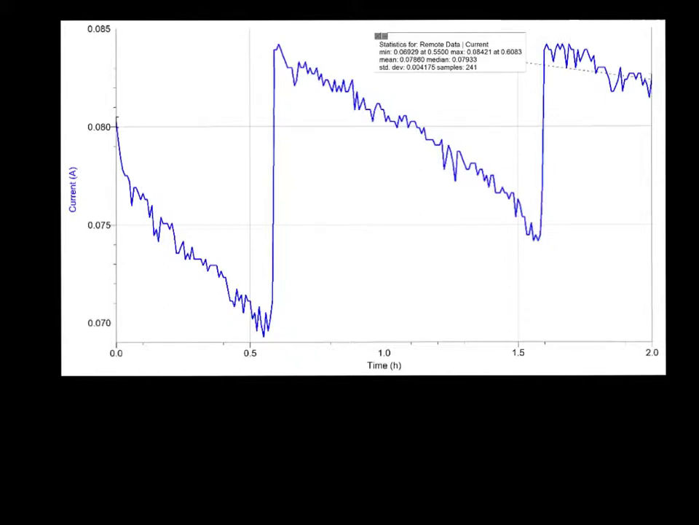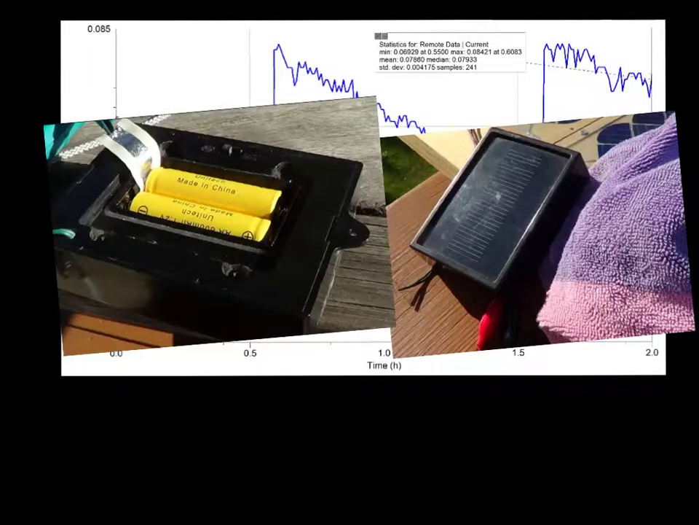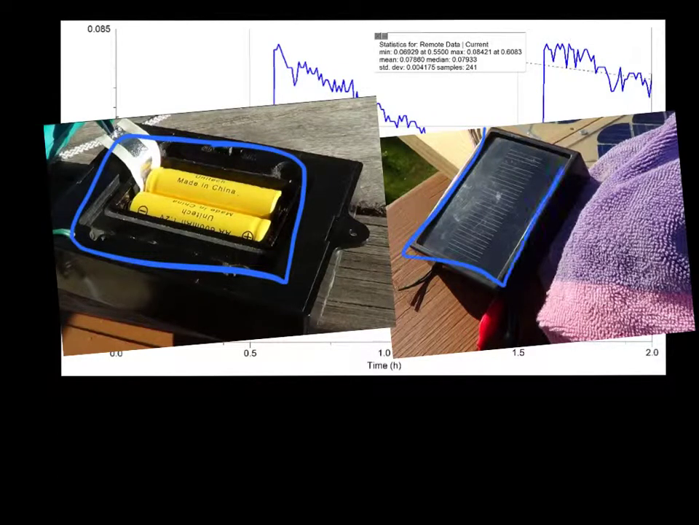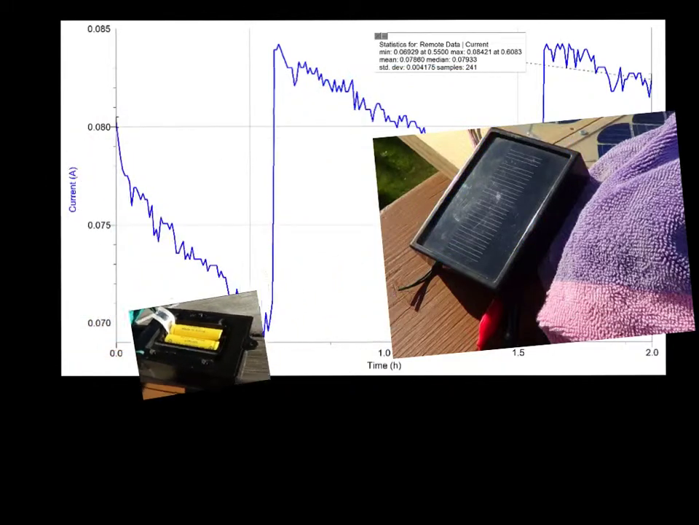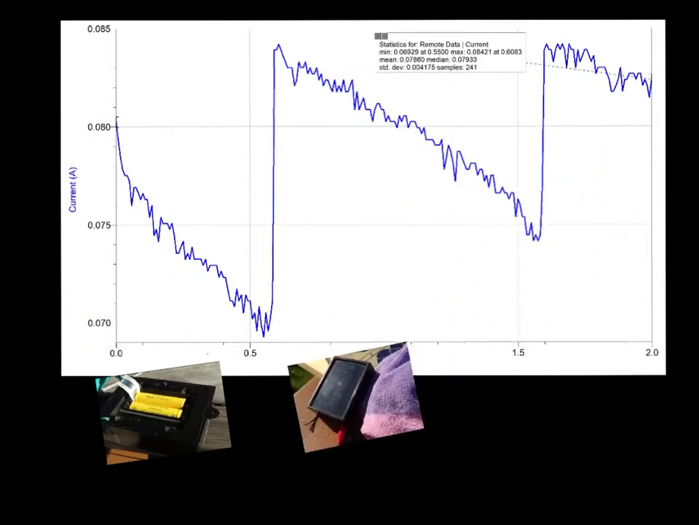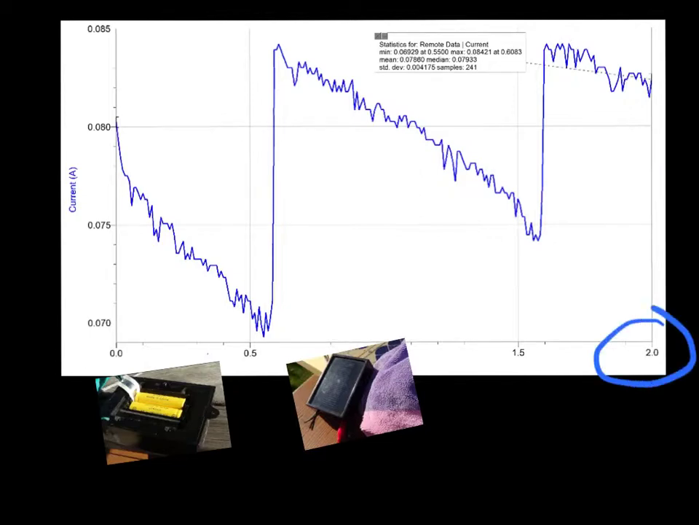What we're looking at here is a graph of the charging of these two batteries by this solar cell. Alright, let's take a closer look at the graph here. And what we're looking at is a duration of 2 hours of charging.